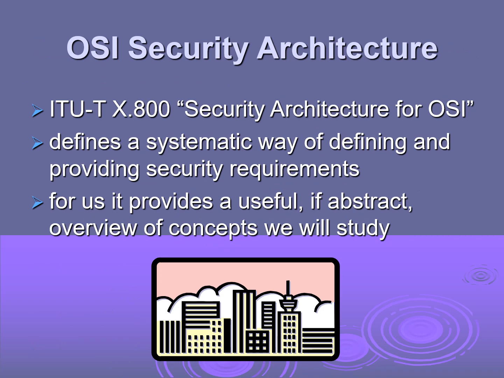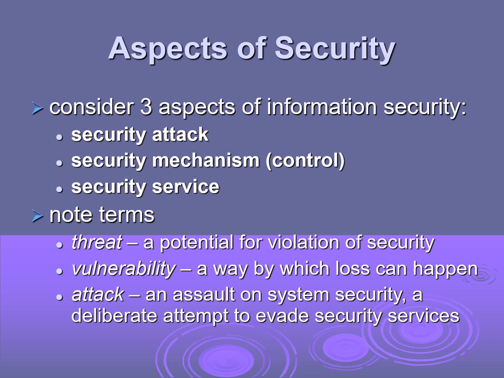Now, the OSI security architecture. The International Telecommunication Union, ITU-T, X.800, provides the OSI security architecture. The security architecture for OSI, that is Open Systems Interconnection, defines a systematic way of defining and providing security requirements. For us, it provides a useful, abstract overview of the concepts we will study. In the next class, we will go to the aspects of security and the further mechanisms that are involved in the cryptography and network security overview. So with this, we wind up this first session.